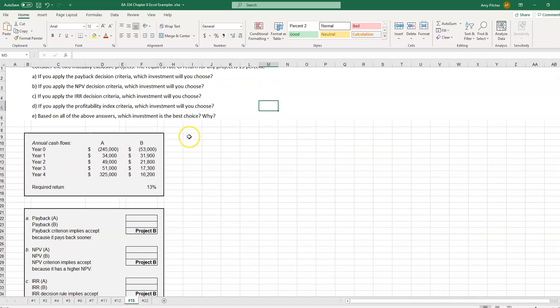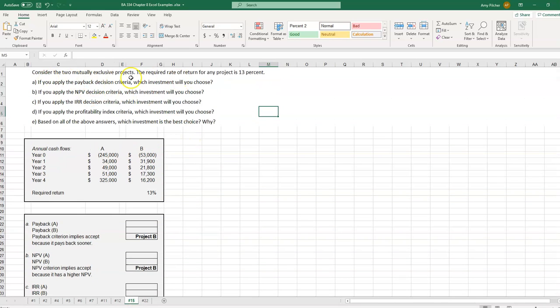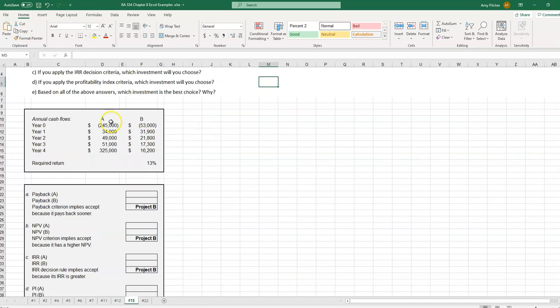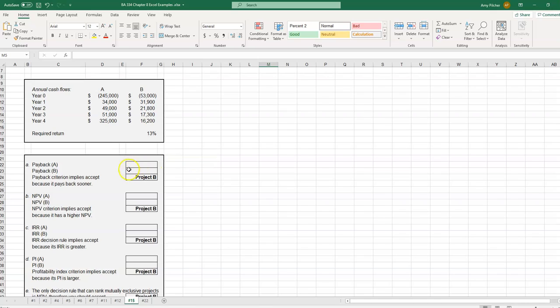This is a comprehensive problem where we're comparing two projects. They both have a required rate of return of 13%, and we're going to do all of the methods of calculation from the chapter. So first is the payback period. So we have project A and project B.